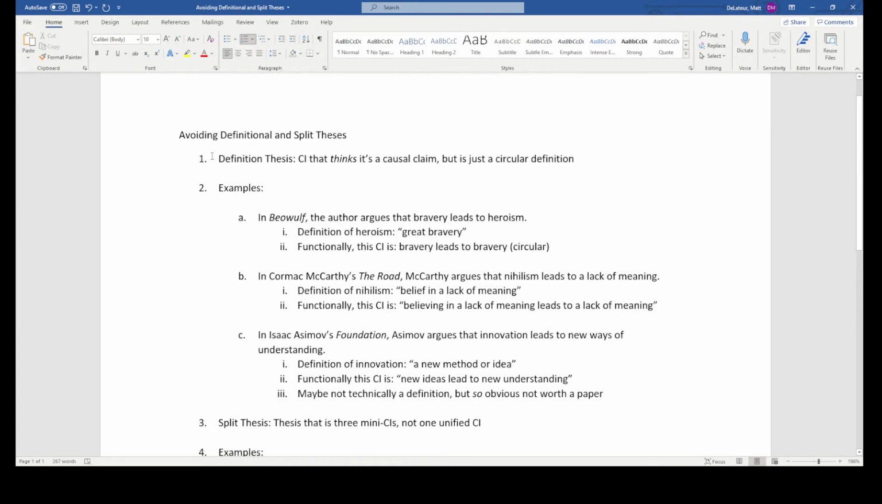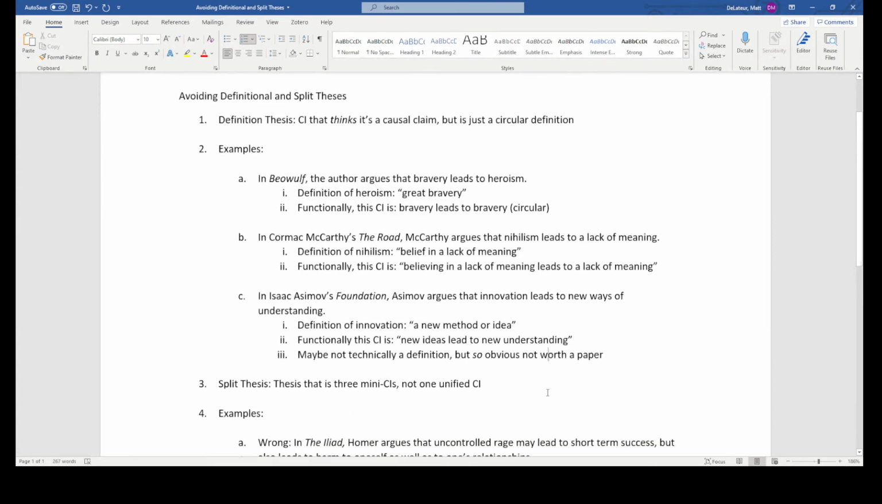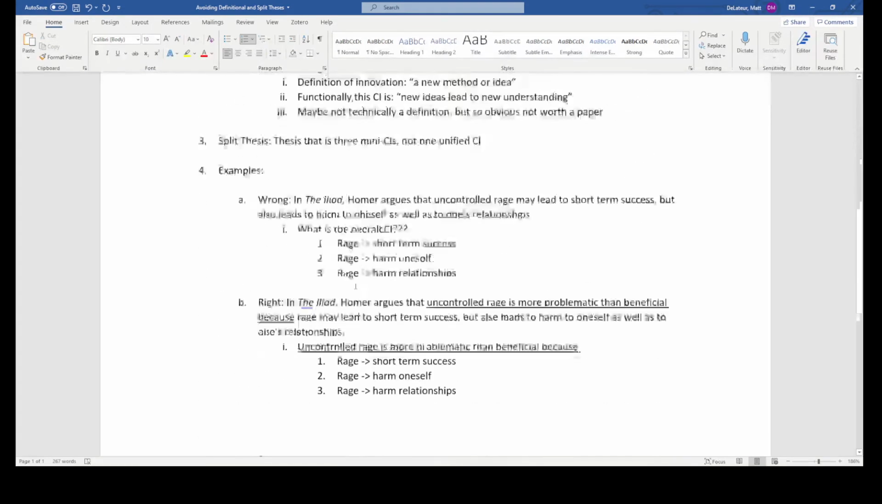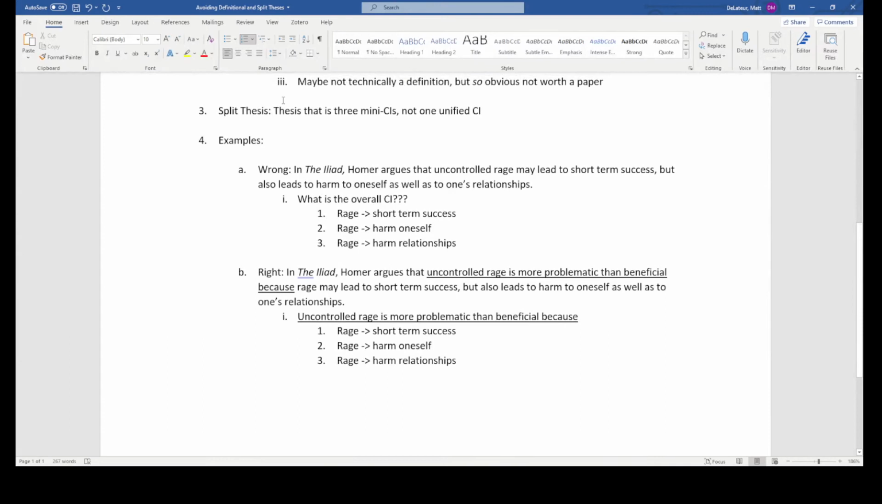So basically, to avoid the definitional thesis, just think to yourself, am I really saying something that is worth a paper, or am I saying something that is pretty much exactly a circle? So just something to catch yourself on, and once you figure out that you're not doing it, you're good to go.